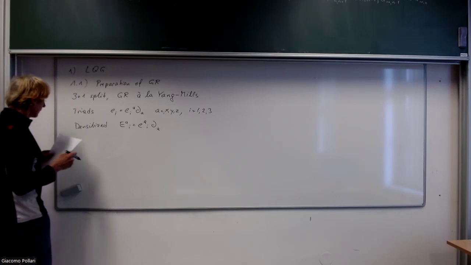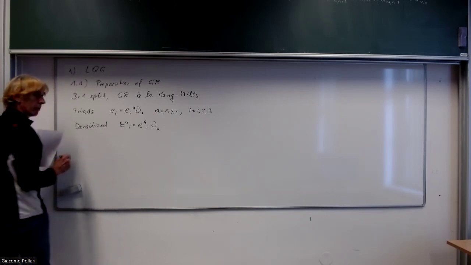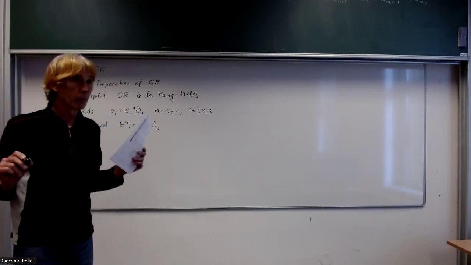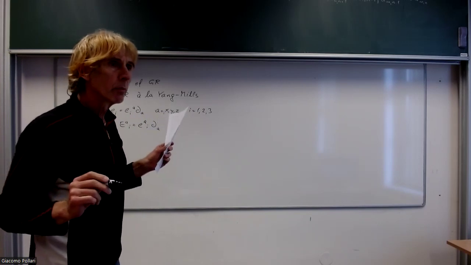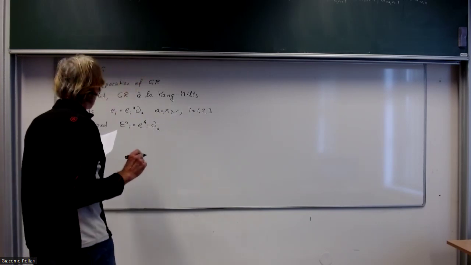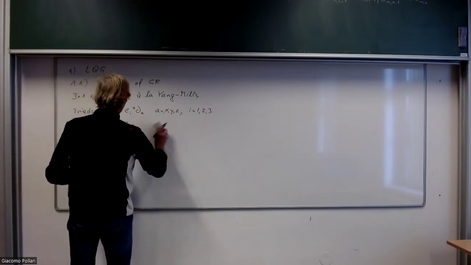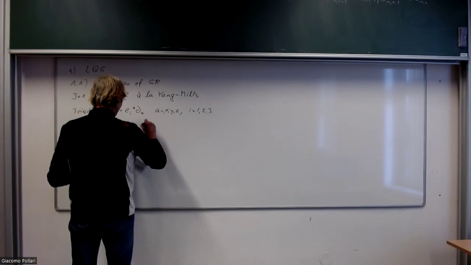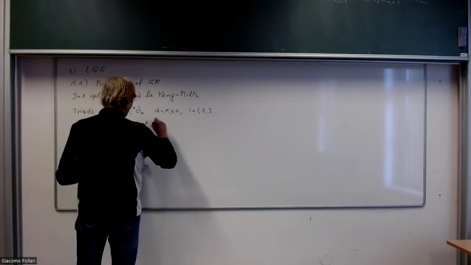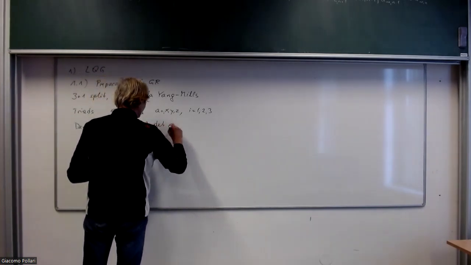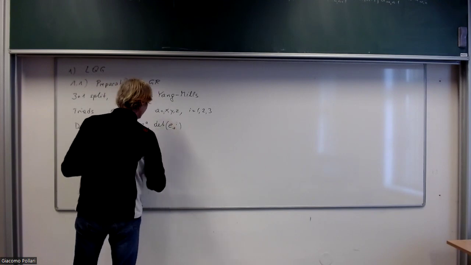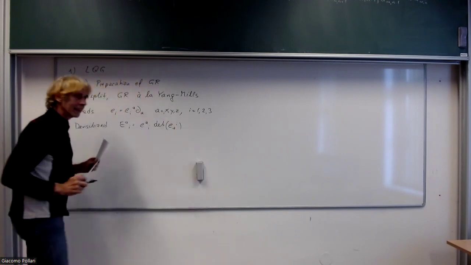The second set is the connection. Sorry, now it looks like the triad and the densitized triad are exactly the same. Sorry. It's E_a^I times the determinant of E_a^I.